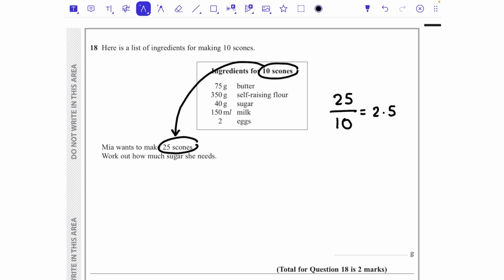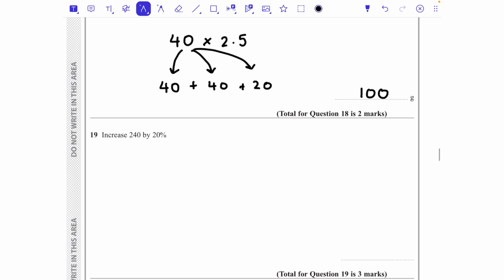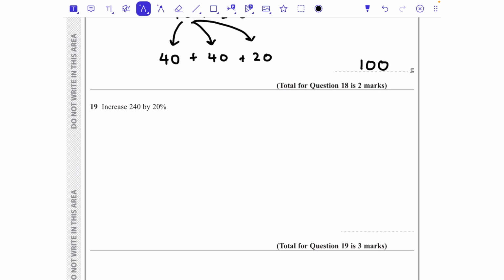But actually, this is a really nice question because we only need to do sugar, and sugar, we can see, is 40 grams. So I'm going to take 40, and I'm going to times it by 2.5. Now, the easiest way to times by 2.5 is to say, right, one whole lot is 40, and another whole lot is 40, and half a lot is 20. So that is 2.5 lots of 40. And altogether, that is 100 grams of sugar. There we go.